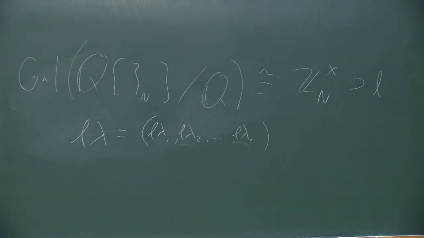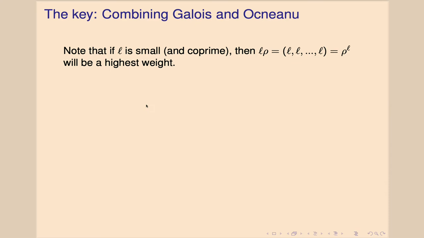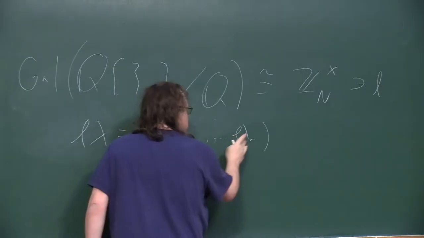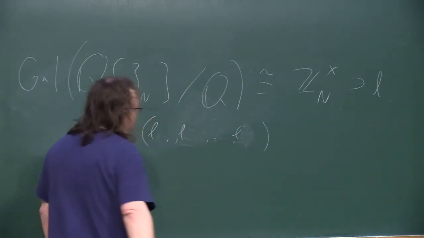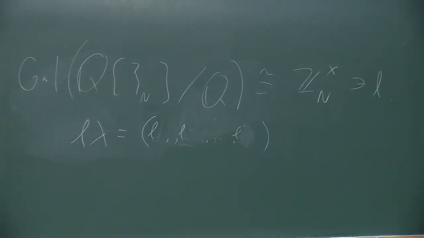So if we apply this to the vacuum, it is rho in this language. That's the Weyl vector. That's 1, 1, 1, 1, 1, 1. So if L is small compared to the level, more precisely, if L times the rank is less than kappa, which is k plus the dual Coxeter number, then L, L, L, L is the highest weight. And so let's assume that L is small. Then by Galois symmetry, we know that Z of (L, L, ..., L), (L, L, ..., L) equals 1.